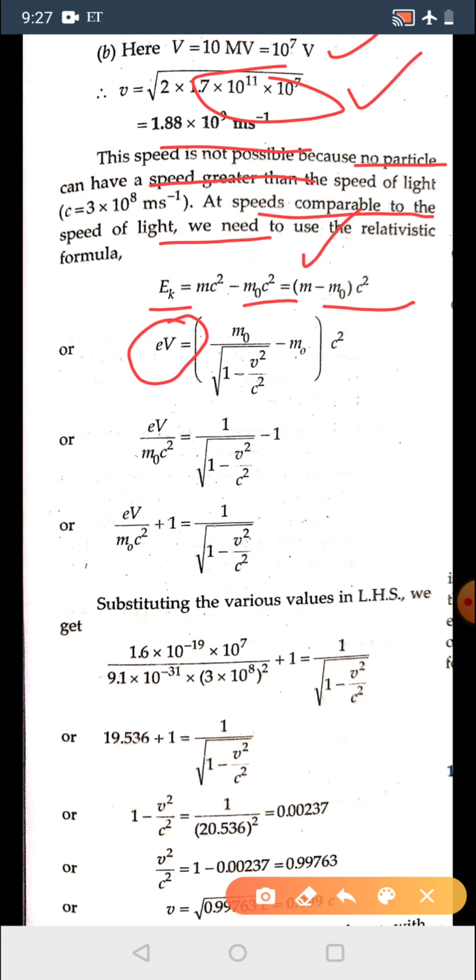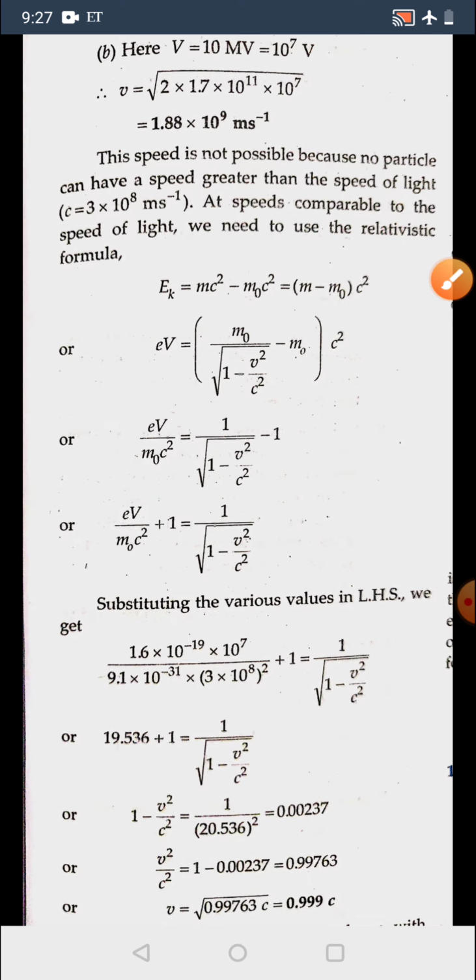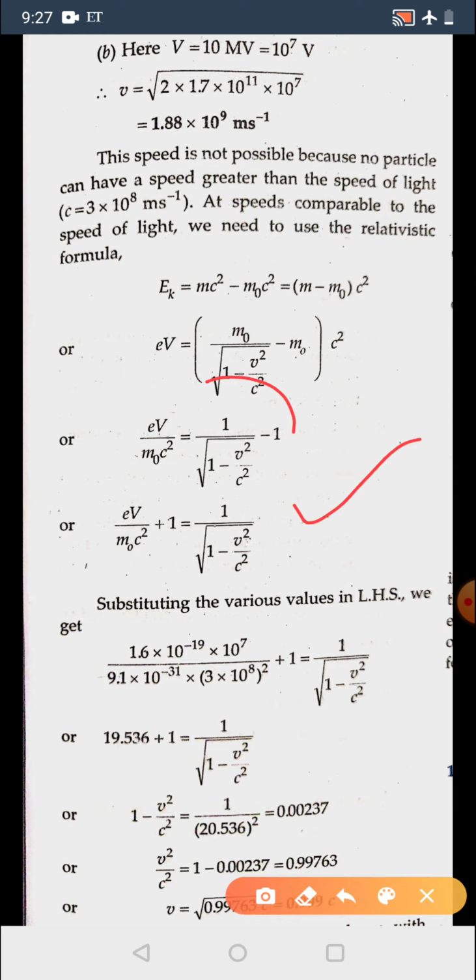Here m is the mass, but that is the relativistic mass, and it can be written as m0 upon under root 1 minus v square by c square. If you write it in that form and take m0 common, we can write eV upon m0 c square is equal to 1 upon under root 1 minus v square by c square, minus 1. And by taking the 1 to the other side, it will be this much.